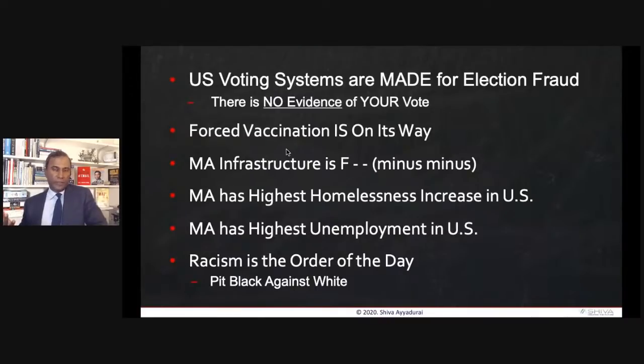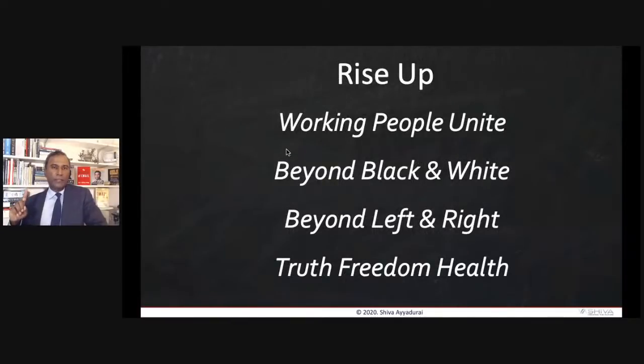And where are we at? We are all slaves. If you're a working person, you have a likelihood that you're going to be forced vaccinated. If you're in Massachusetts, you have horrible infrastructure. We have the highest increase in homelessness. We have the highest unemployment. And racism is the order of the day. You're pitting Black against white. That's what's going on. However, the only way out of this is what we are doing here.